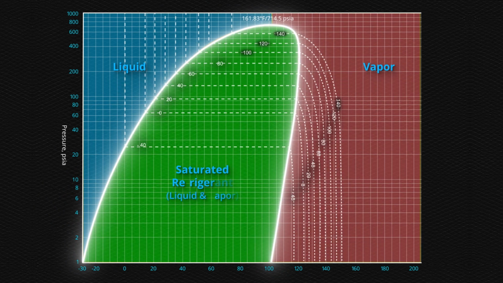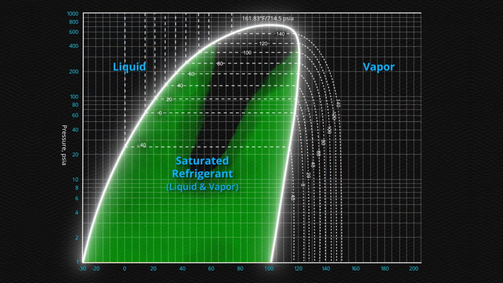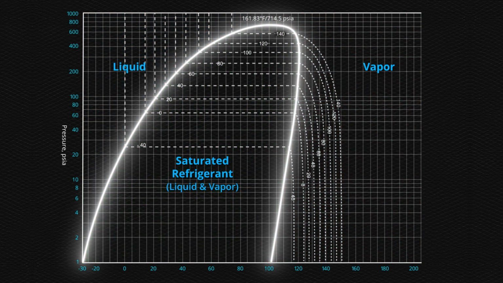And within the curve is saturated refrigerant. Saturated refrigerant is the mixture of vapor and liquid. The temperature will remain constant when the heat is rejected or absorbed. The data from the instruments can be plotted onto the curve, and then the refrigeration cycle can be drawn.